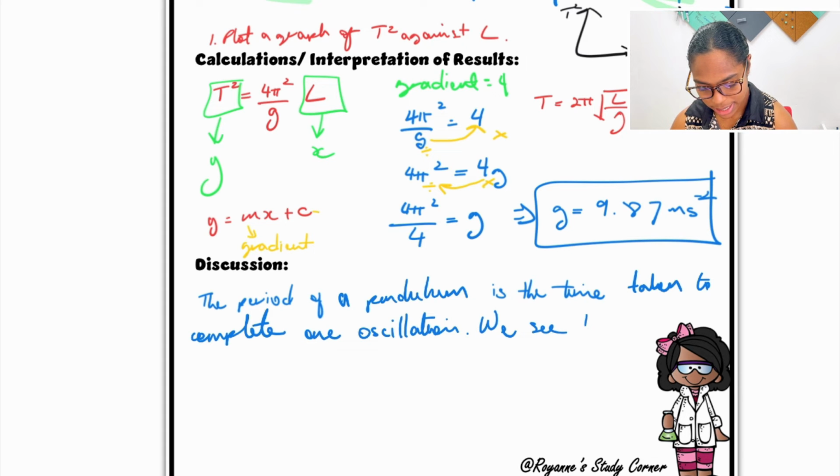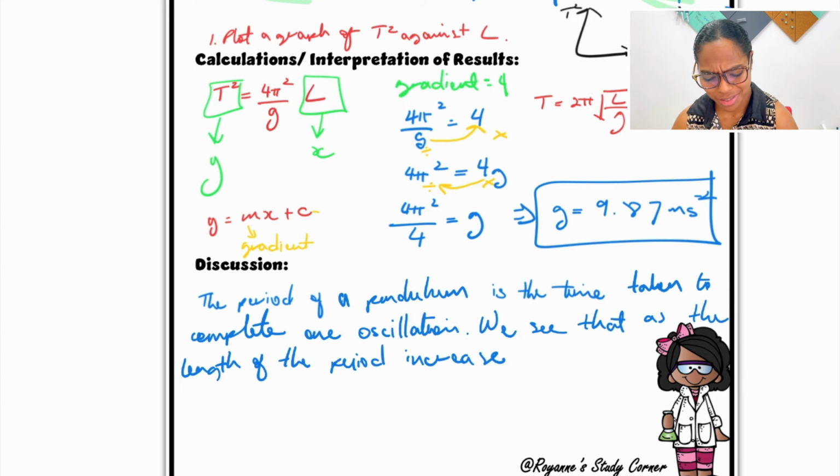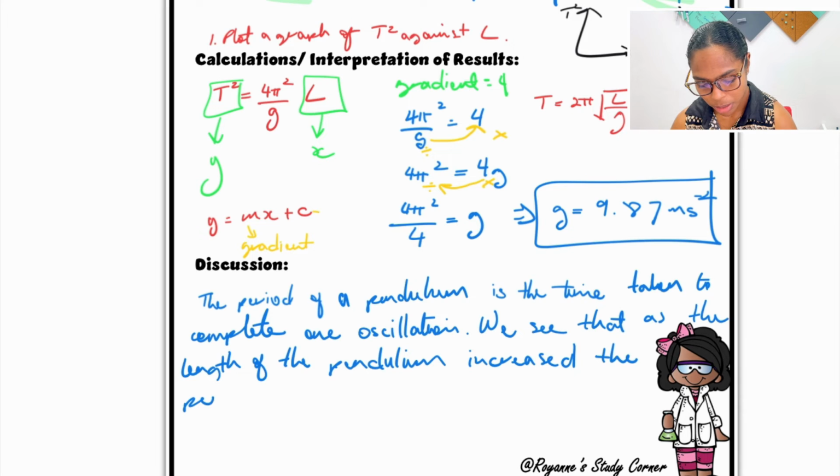We see that as the length of the pendulum increased, the period increased. Why am I saying the length of the period? The length of the pendulum, guys. Why am I making the same mistake?